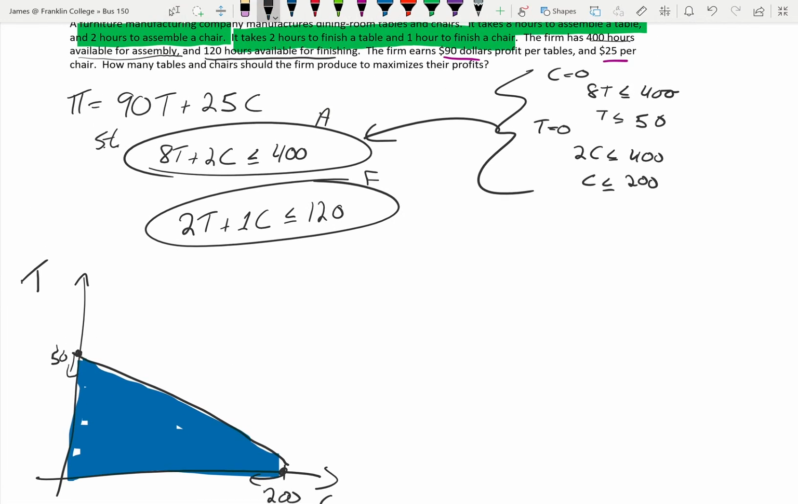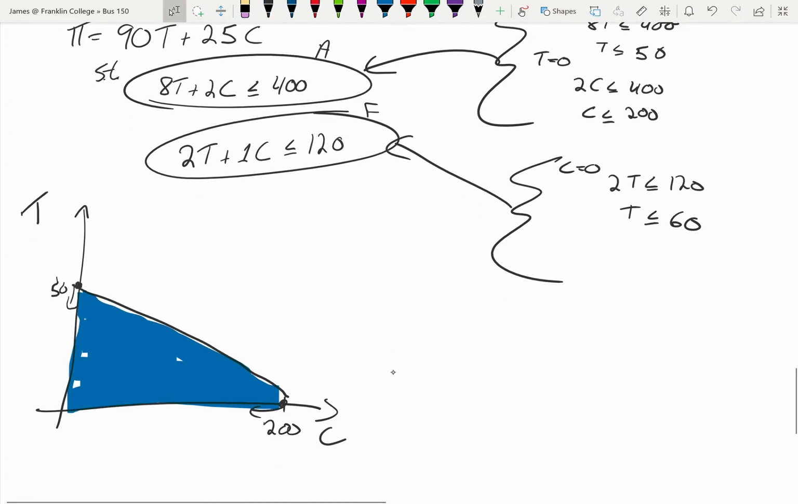Alright, let's deal with this second equation now. Once again, when c equals 0, 2t has to be less than or equal to 120, or t has to be less than or equal to 60. We plot the point 60, and we know t has to be less than or equal to 60. When t equals 0, we're going to have the equation c is less than or equal to 120. Mark off 120, and we know that c has to be less than or equal to 120. And we're going to graph the straight line between these 2 points.